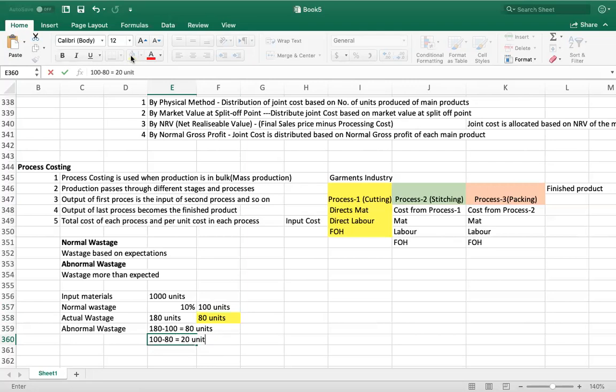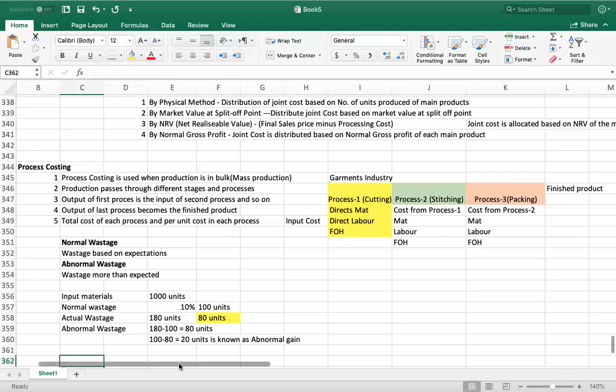These 20 units is known as abnormal gain. If actual wastage is less than the normal wastage, then the difference is abnormal gain. If actual wastage is more than your normal wastage, then the difference will be your abnormal wastage. Okay, these are the basic concepts.